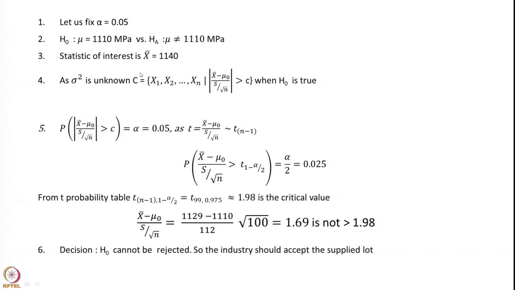The statistic of interest, I think I have made a mistake. It should have been 1129. Next, we take the test statistic, because sigma square is unknown, as a T statistic, which is x bar minus mu 0 over sample standard deviation by square root n, and therefore the probability of the absolute value of T statistic, I call this a T statistic, the absolute value of T is greater than C, should be alpha, which is 0.05.